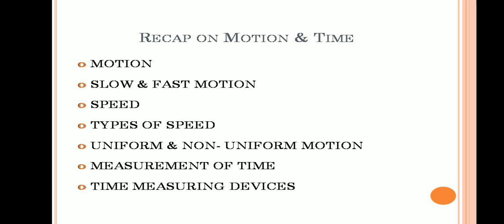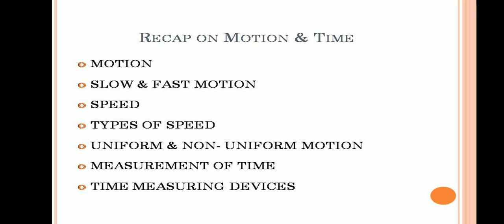Uniform speed: when the object travels a fixed distance in the same time gap, that is uniform speed. When an object covers different distances in different time gaps, that is non-uniform speed. Average speed: the total distance traveled by an object divided by the total time taken by the object, that is average speed.